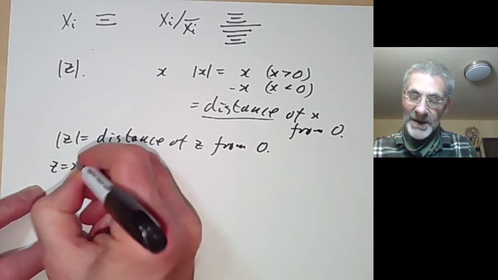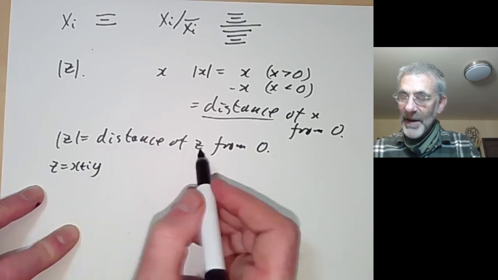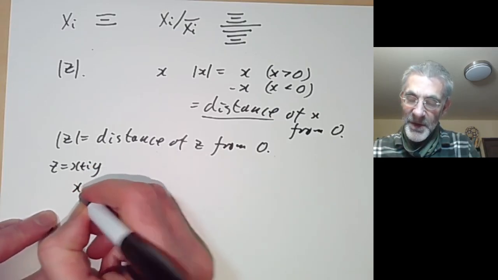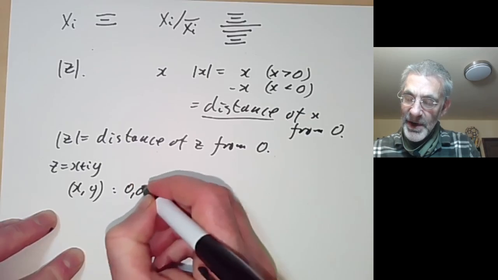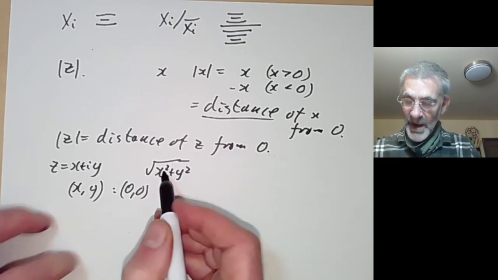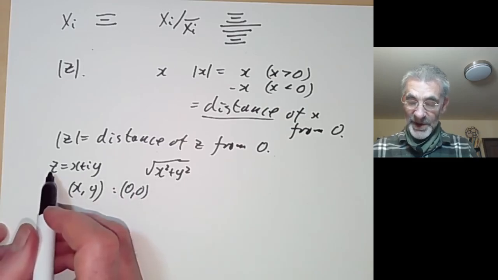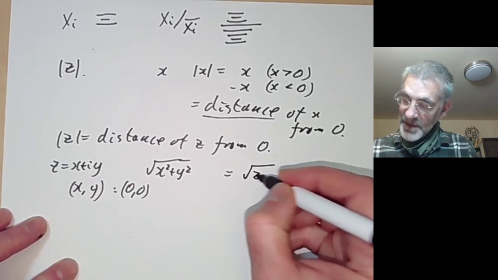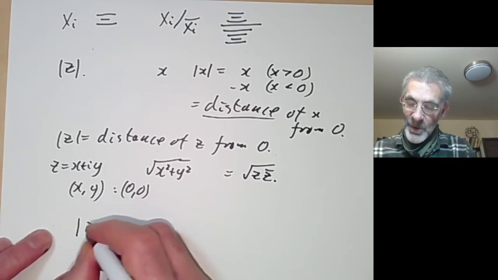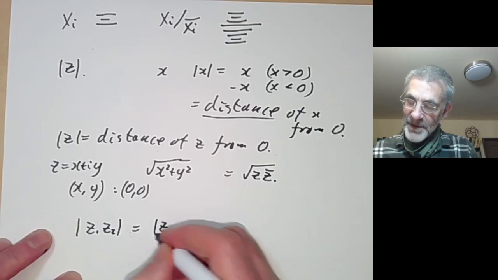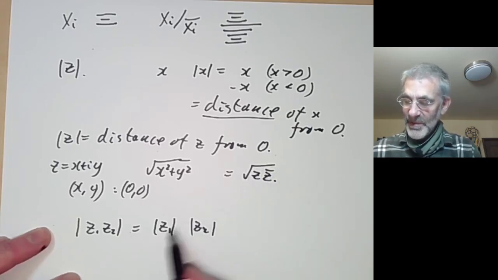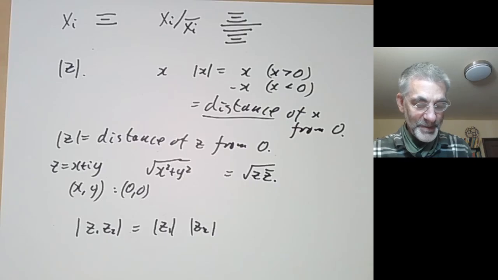Well, that's easy to work out. So z is equal to x plus iy. And we're talking about the distance of z from 0 when we represent numbers as the plane. So we want to know the distance from the point (x, y) to 0. And we know what this is by Pythagoras. It's just the square root of x squared plus y squared. And now we notice that this turned up when we were doing complex conjugates. So this is just the square root of z times z bar. And now we see that the absolute value of z1 z2 is equal to the absolute value of z1 times the absolute value of z2 because it's equal to this, and that obviously preserves that formula.